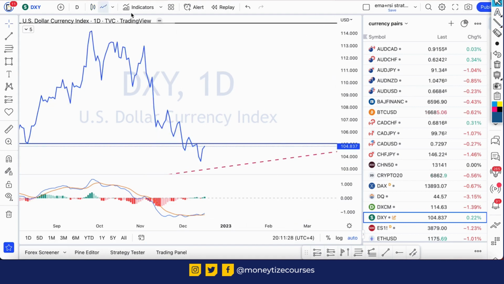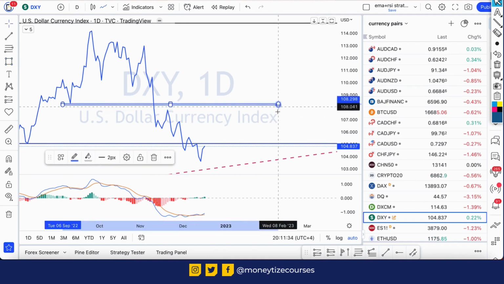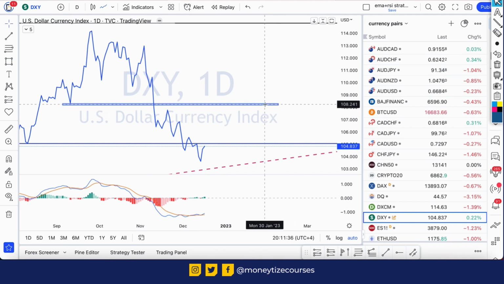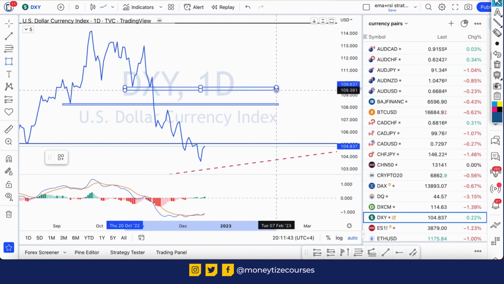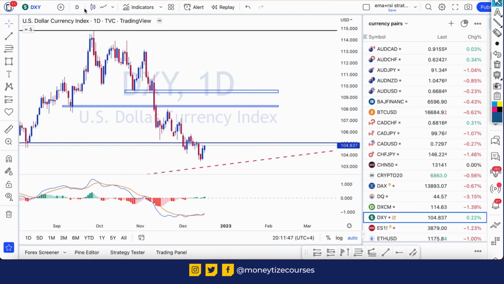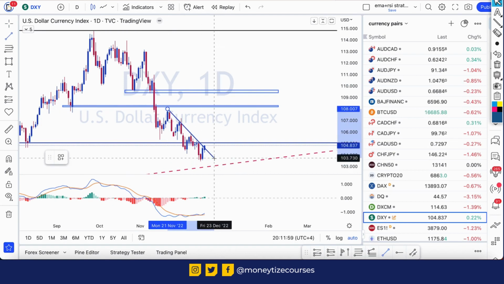So let's mark the upcoming targets. Okay, again moving back to a line chart, the zone of resistance would be around 108.25. The next zone would be around 109.63. So if dollar starts rising, it has already started rising, and this is the break above the falling trend line.